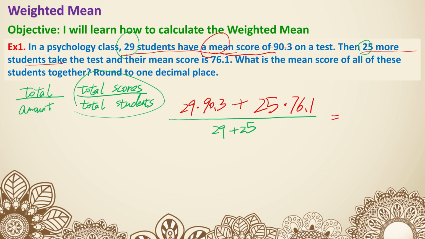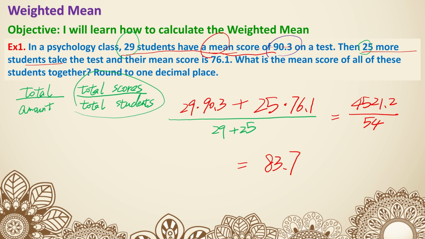So if you add them together, the top is going to give you 4521.2, divided by the bottom, which is 54. The question says to round to 1 decimal place, so it's going to be 83.7. And you can see it's not 90.3, it's also not 76.1. And more importantly, it's not just 90.3 plus 76.1 divided by 2. So we actually need to use the different amounts. And this is the basic idea of weighted mean.